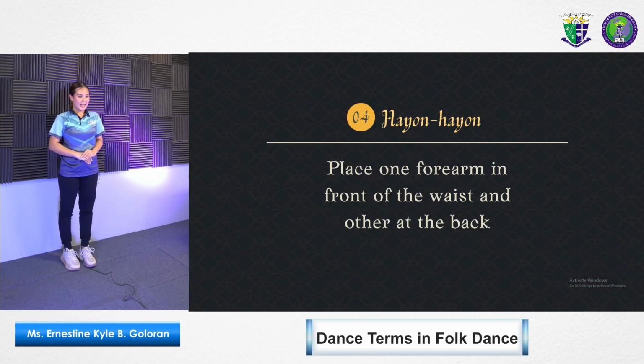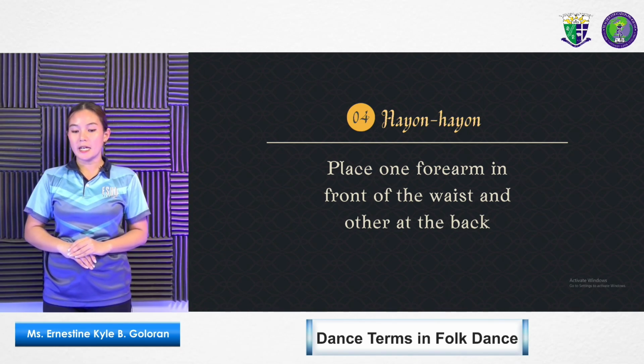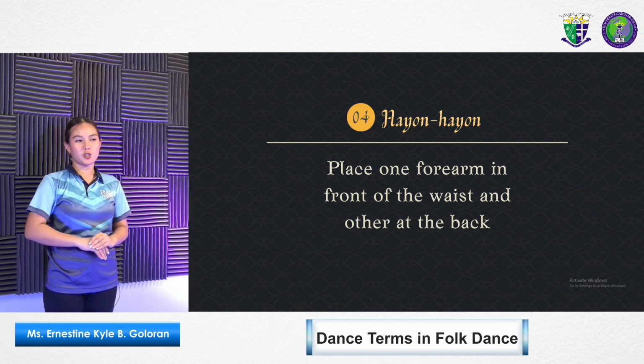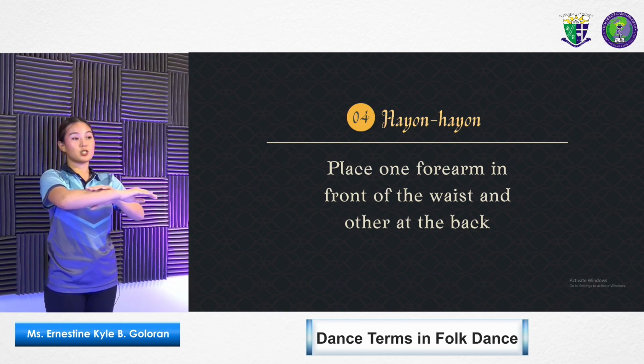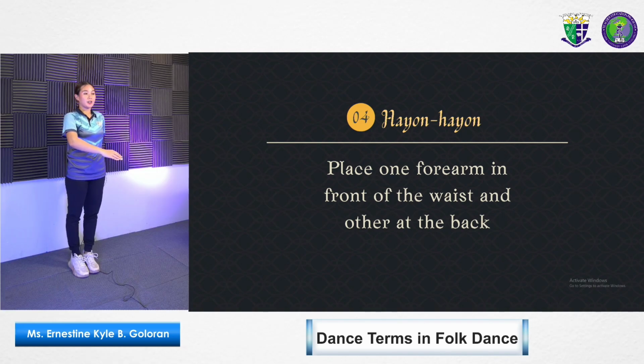Saruk. Next is hayun-hayun. Place one forearm in front of the waist. So where is your forearm? Here is your forearm. So in front of the waist and the other at the back. So let's start the hayun-hayun. So that's how you do hayun-hayun.